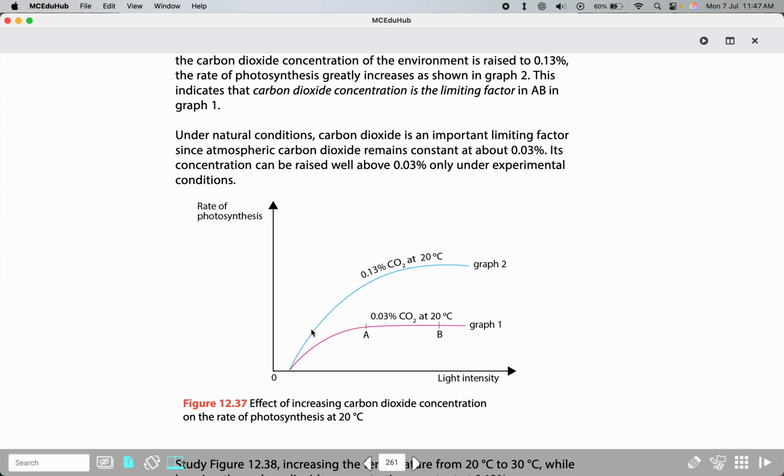Then you might be asking, but how about the blue line at this point? Is carbon dioxide the limiting factor, or is light the limiting factor? The answer, of course, is both. At this point, light is limiting, because you have too little light. But at a certain point about A, you can say that light is no longer the limiting factor, but carbon dioxide is now the only limiting factor. Under natural conditions, in our atmosphere, our carbon dioxide concentration is only about 0.03. So you can actually raise it to a higher concentration.